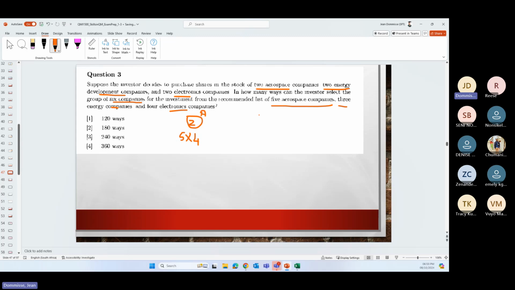So now you go to the energy. In the energy, how many was there? There was 3. So if your first choice is one of the 3, you picked that one, there's only 2 left for your second choice. The same now with the last one, which is electronics, and there is 4. So the first round, you're picking out of the 4. The second round, 1 is less, so you pick out of 3.